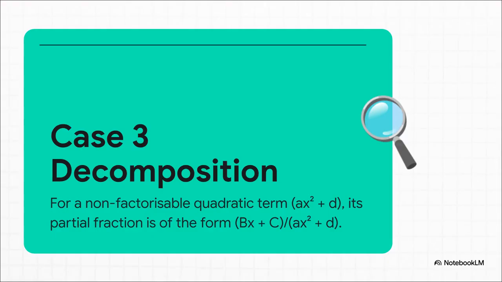All right, so here's the big change, the key rule for case 3. Normally, right, you just stick an a on top of a factor. Easy. But for these non-factorizable quadratics, the numerator has to be 1 degree lower. That means it's not just a constant anymore. It has to be a linear expression, a bx plus c. Honestly, if you remember one thing about this case, make it that.